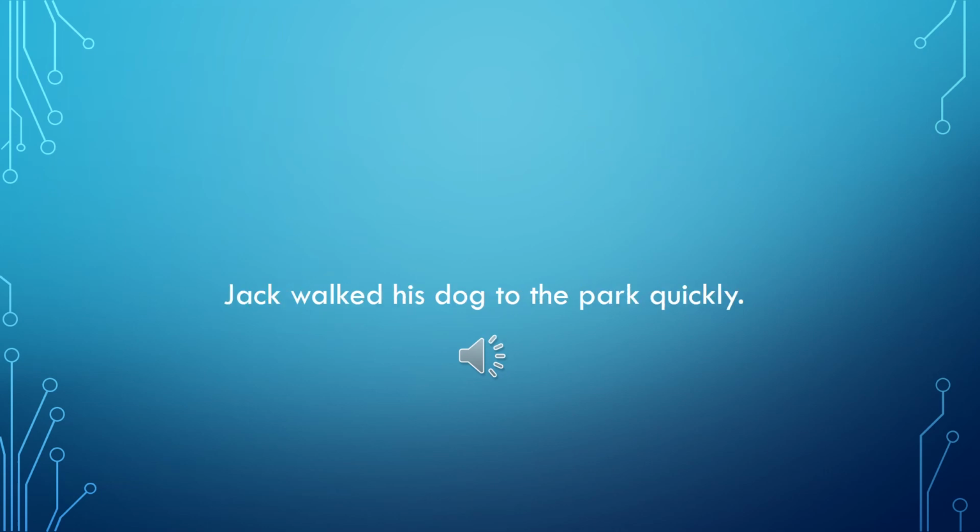Okay, here's the next sentence. Jack walked his dog to the park quickly. I want you to first identify the verb. Did you say walked? Because that's right. And now, is there an adverb describing the word walked? You should see another red flag. Quickly ends in an ly. And it explains how Jack walked.